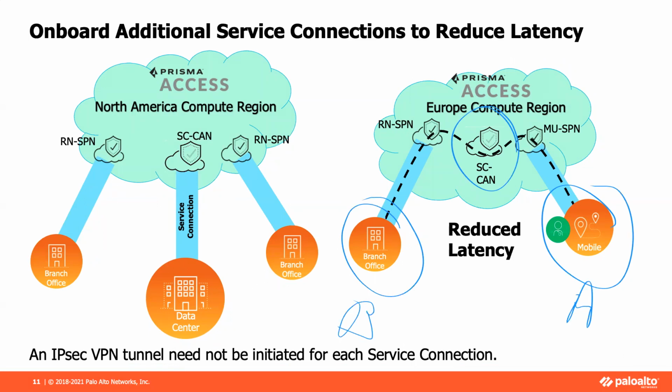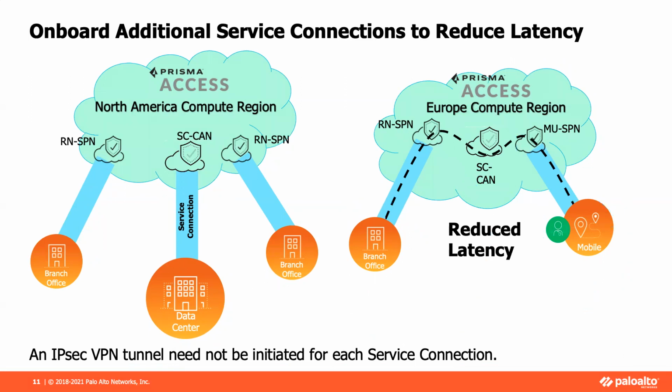Now, I can do that even though I don't have any sort of data center in Europe. When you have the global licensing for, say, enterprise, which would include mobile users and remote networks, you get multiple service connections you can deploy, which means it's already built in and baked into the subscription. May as well deploy these to give you, regionally, the best performance possible.